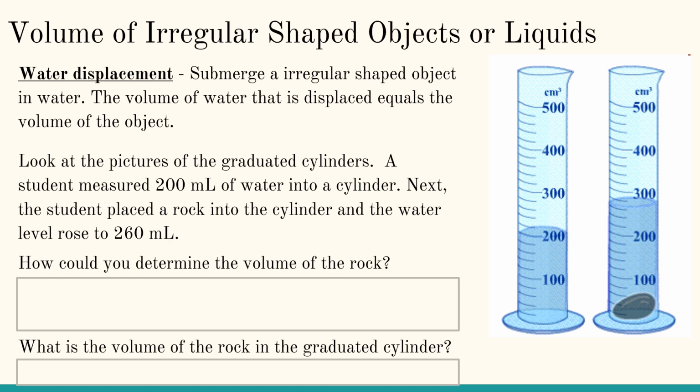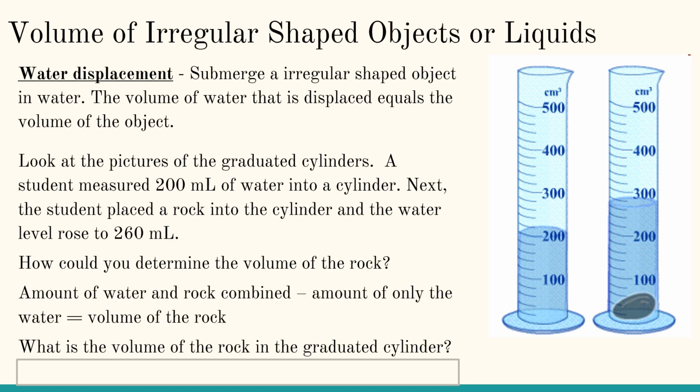A student measured 200 milliliters of water into a cylinder. Next, the student placed a rock into the cylinder and the water level rose to 260 milliliters. How could you determine the volume of the rock? We would do this with displacement, so the amount of water and rock combined minus the amount of only the water equals the volume of the rock. So what is the volume of the rock in the graduated cylinder? It would be 60 milliliters because 260 minus 200 is 60.